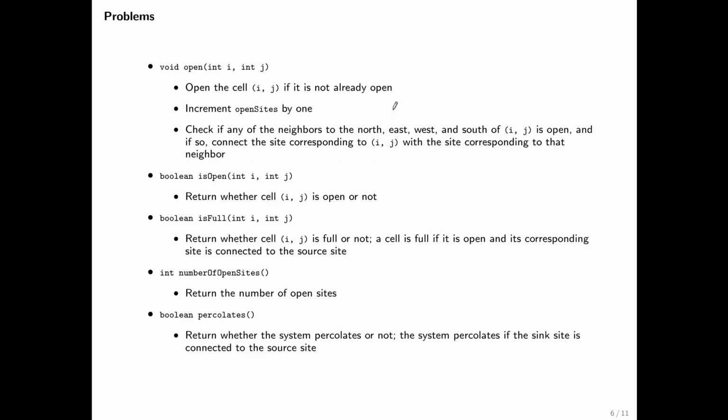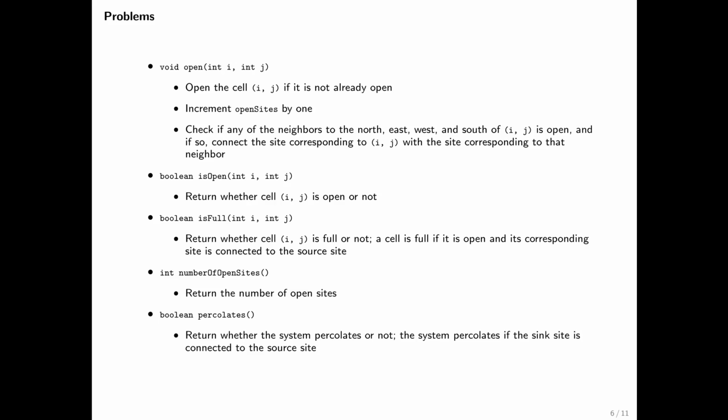So let's say you opened a particular cell ij, look to its north, east, west, and south, and if any of those neighbors is open, then establish a connection between the site corresponding to ij and the site corresponding to that neighbor. Okay, and here again you would make use of the union find data structure to establish that connection, along with appropriate calls to the encode method.